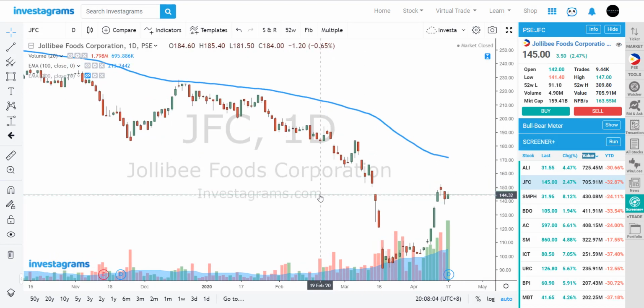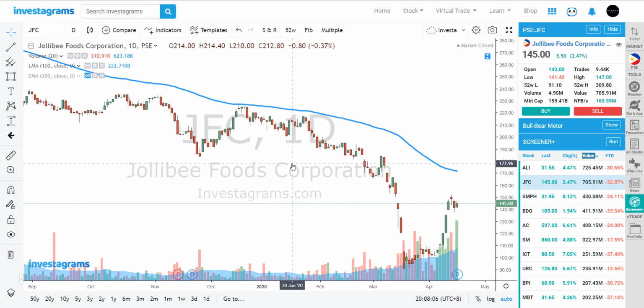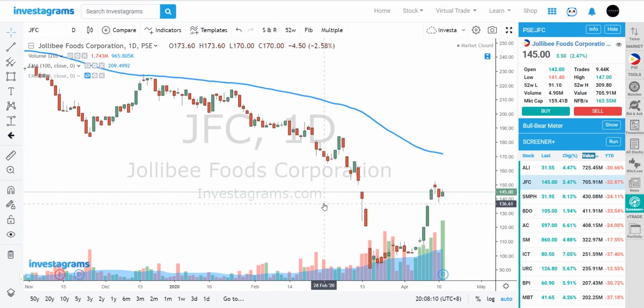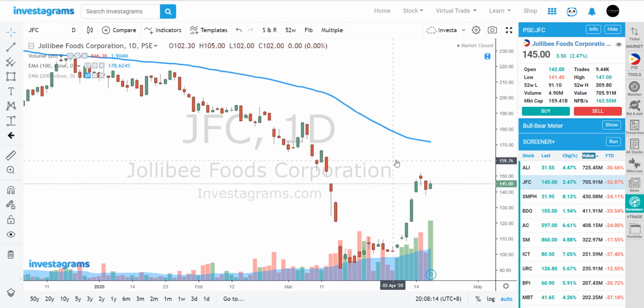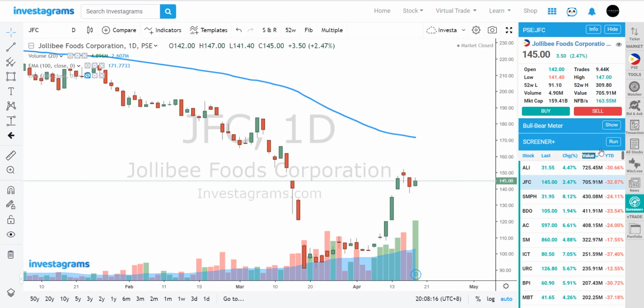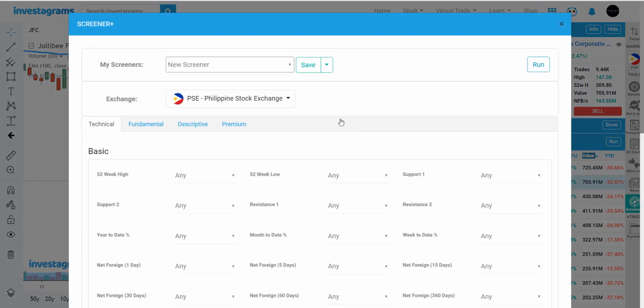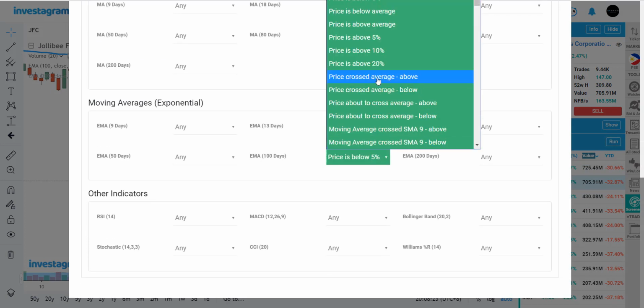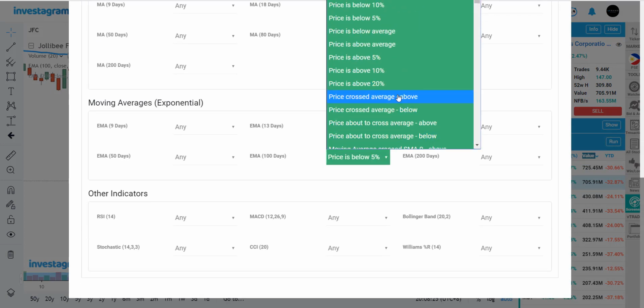So for example, we know that the 100-day EMA is a very strong resistance, but what if we could find a filter wherein just one click we could see which stocks are breaking out above this critical price level? So let's do a run. What we're going to do is choose the EMA 100-day and then price crossed above the average here.